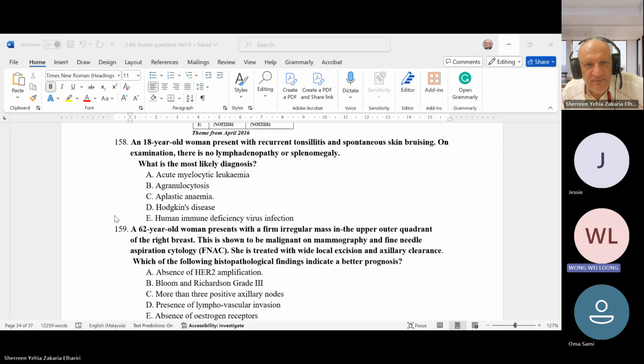Aplastic anemia. If they mention it, it can be chloramphenicol or some medication, some antibiotic that can cause agranulocytosis, but this patient did not mention that. So this patient has aplastic anemia. Correct.